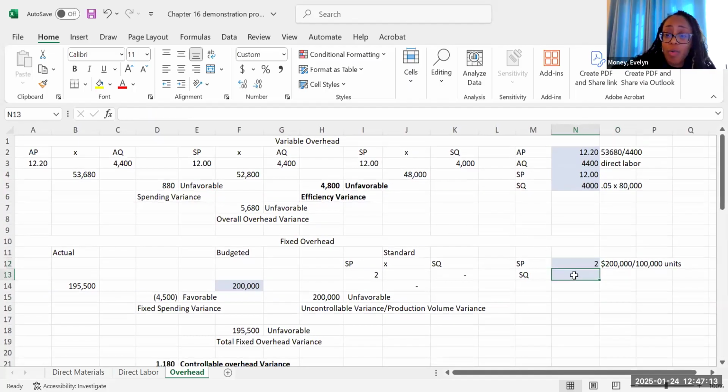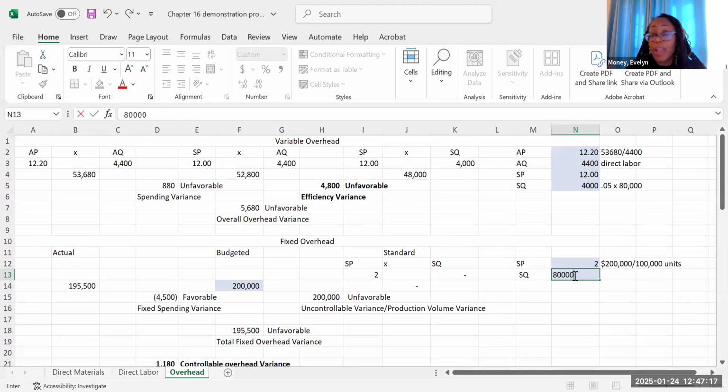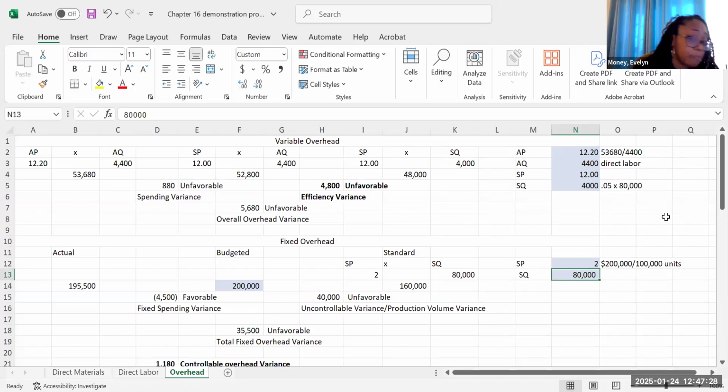Now, for the standard quantity, it's the actual number of cases. I'm comparing apples with apples. For variable overhead, yes, we used labor hours, but for fixed overhead, we're using units. So 80,000 is my magic number here.